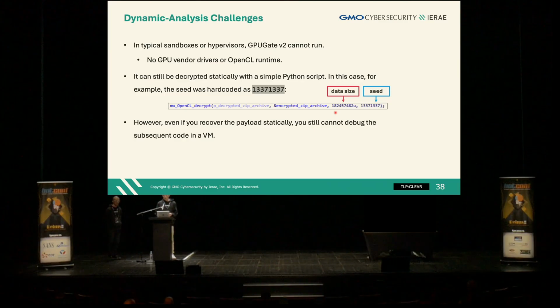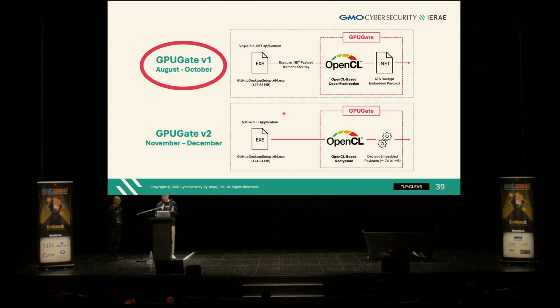However, anything after that, you can't really execute the executable, so you have to analyze it statically. OpenCL acts as a blocker, and it can be a bit of a nuisance for analyzing any code after that. Now I'm going to return to the original malware, GPUGate version 1, to show how the attacker used code misdirection to obscure the real decryption key and mislead analysts.